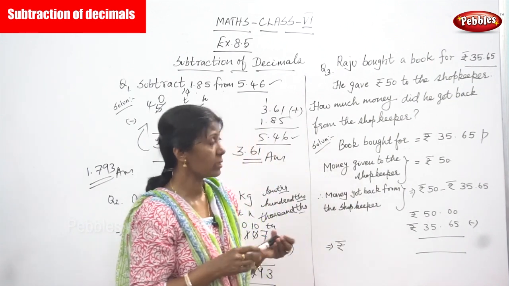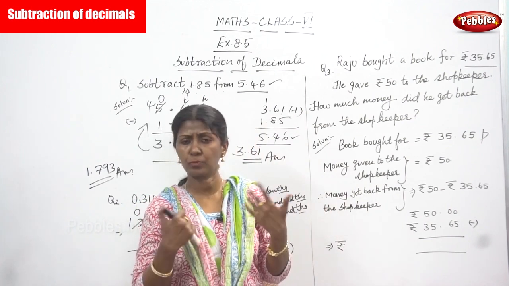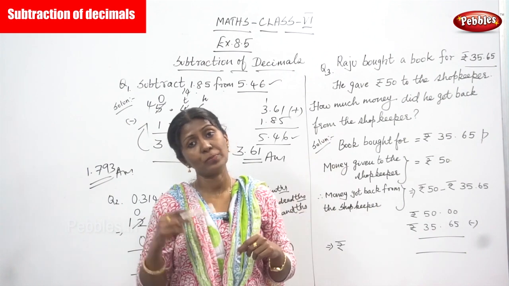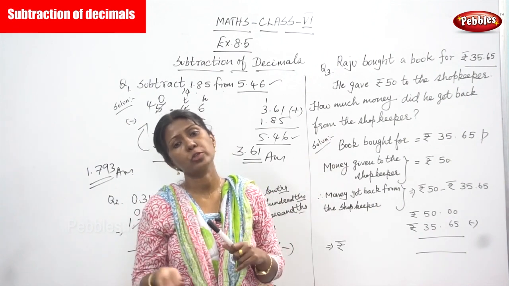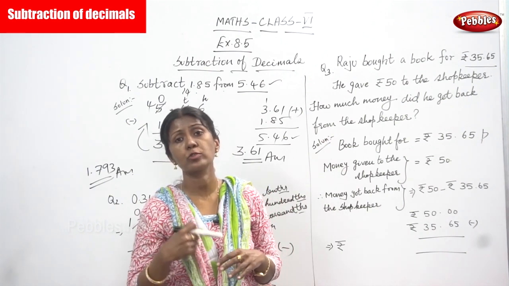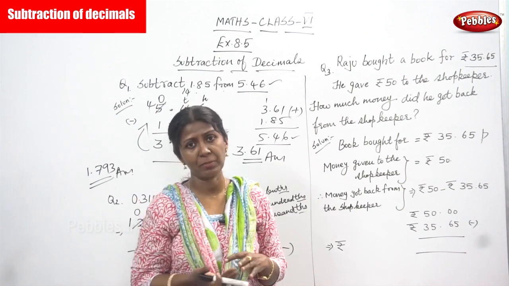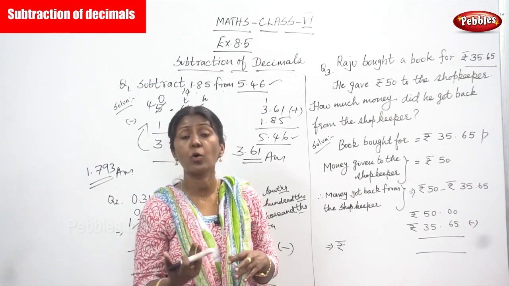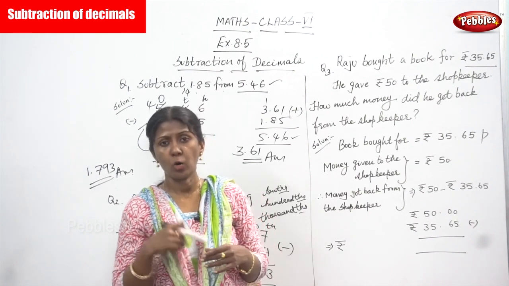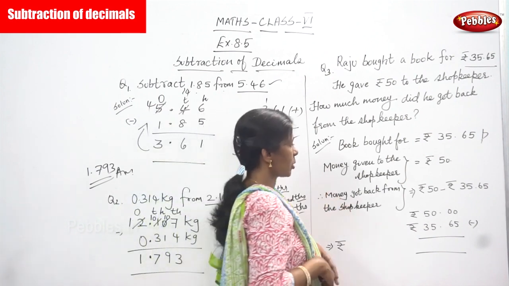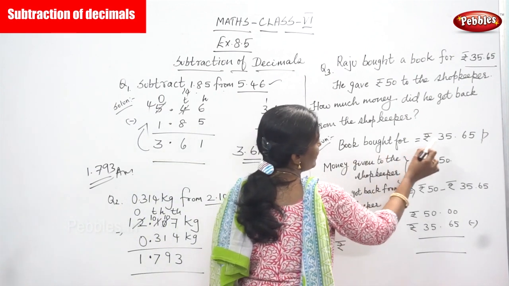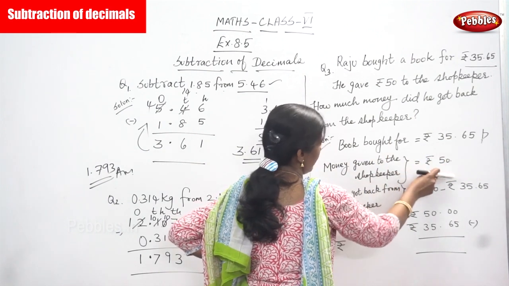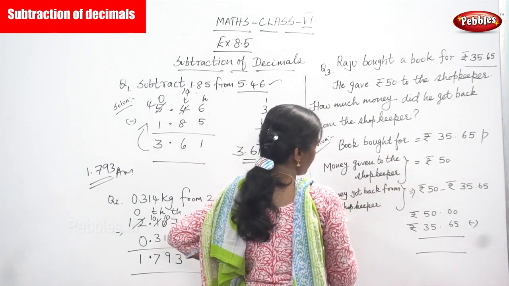I'll repeat once again: Raju bought a book, so the cost of the book is 35 rupees 65 paise. He already gave the shopkeeper rupees 50, so he has to get back money from the shopkeeper. That means they ask for the remaining money, how much he gets back from the shopkeeper. That is the question they ask. So book bought for rupees 35.65, money given to the shopkeeper rupees 50. Therefore, money got back from the shopkeeper.